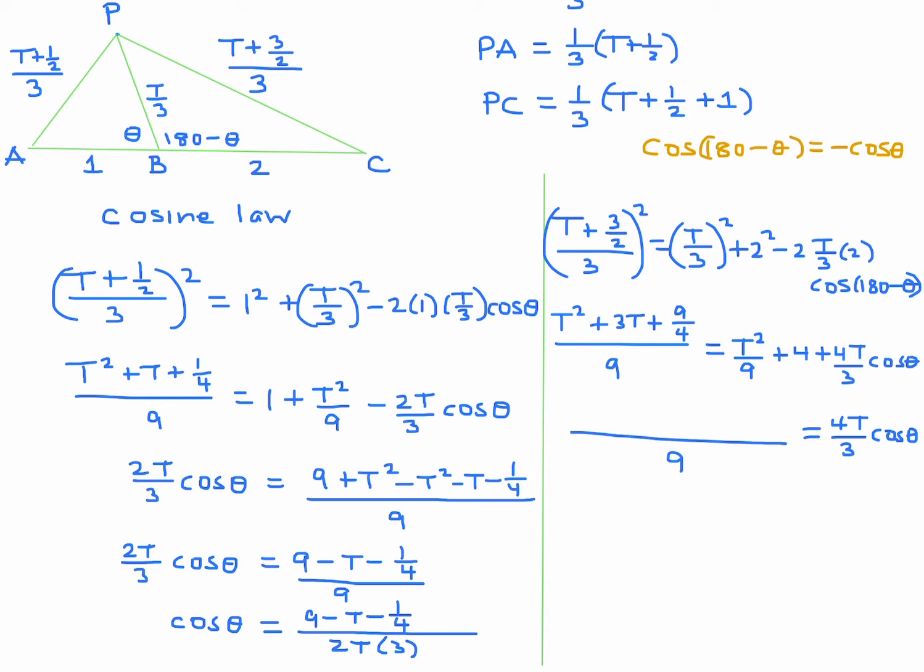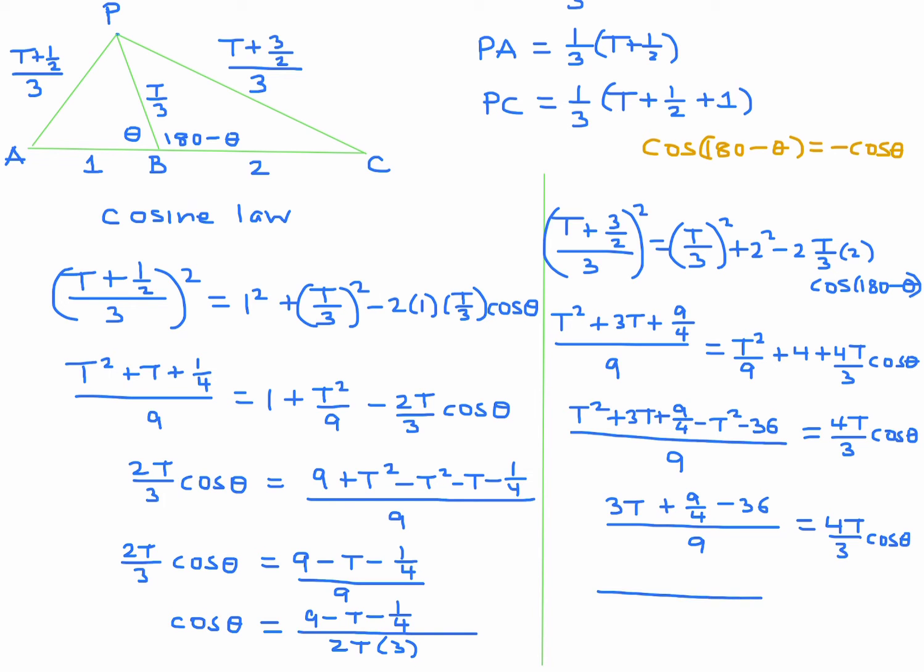I'll get a common denominator of 9, so it'll be (t squared plus 3t plus 9 over 4) minus t squared, and then the 4 will be minus 36, because I had to multiply top and bottom by 9. Now the t squared is canceled, so that's good. That leaves me with 3t plus 9 over 4 minus 36 over 9 is equal to 4t over 3 cos theta. Then that 3 will cancel with the 9 to give a 3, and then put the 4t in the denominator.